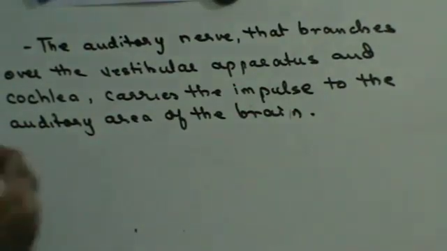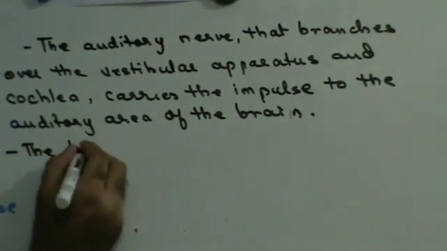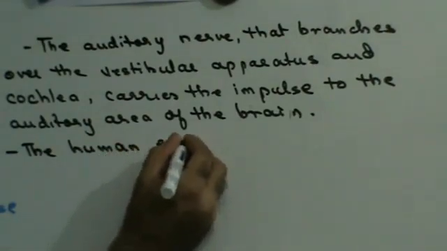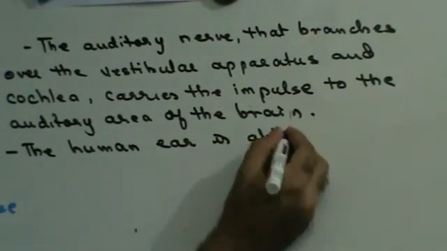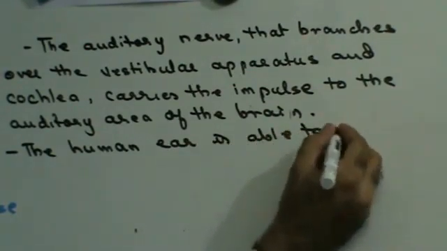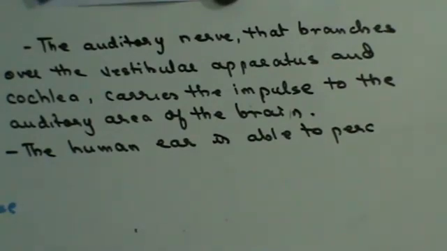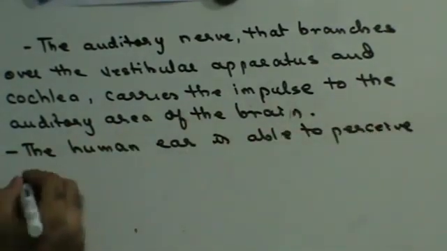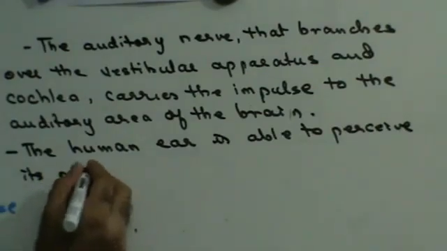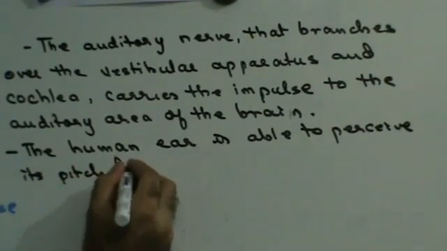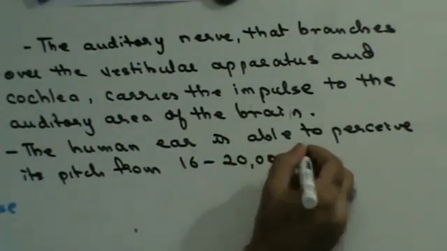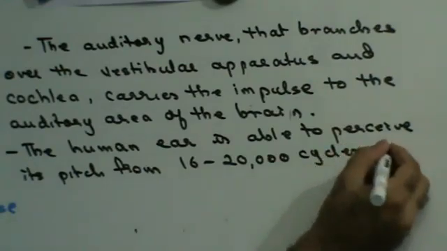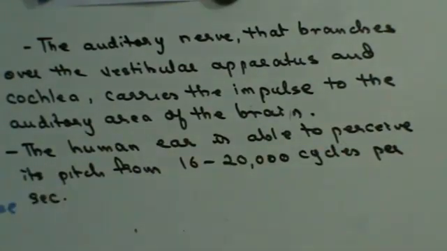Right? The human ear is able to perceive its pitch from 16 to 20,000 cycles per second. Right, that's the minimum and maximum frequency that can be heard.